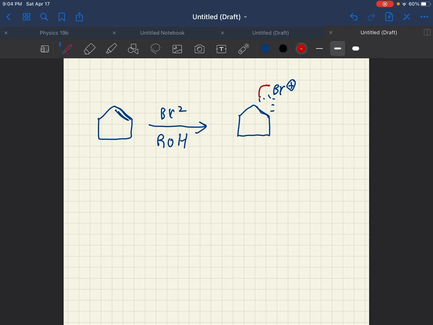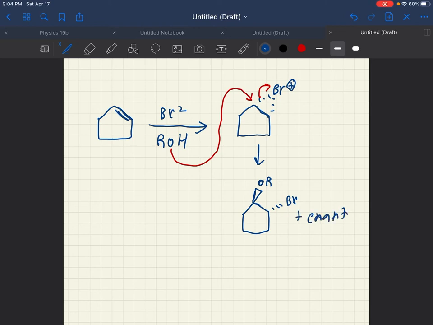So let's say it goes this way and eliminates this way, and then you would get this. But when that's eliminating, you have to remember that this comes in and attacks here. So then you are going to get something that looks like this. You'd have your Br, and then you would have your OR right here. And that's all that would happen. And this would be plus enantiomer.